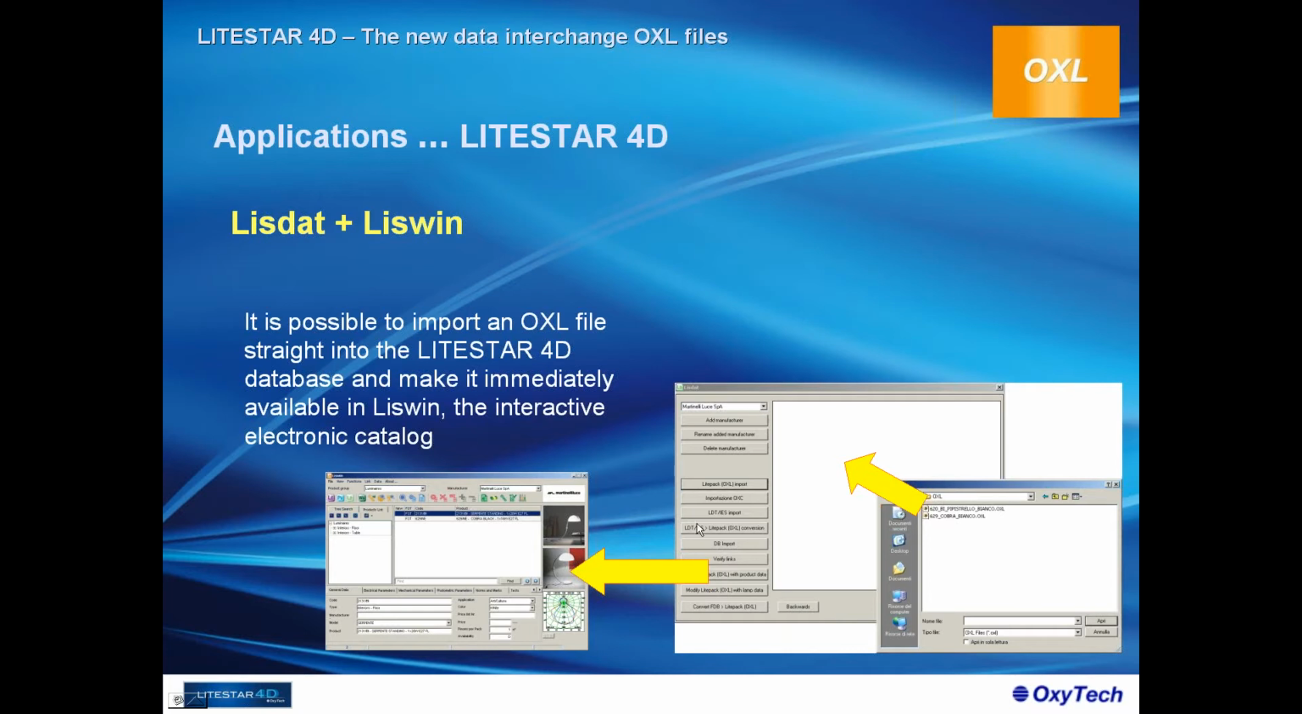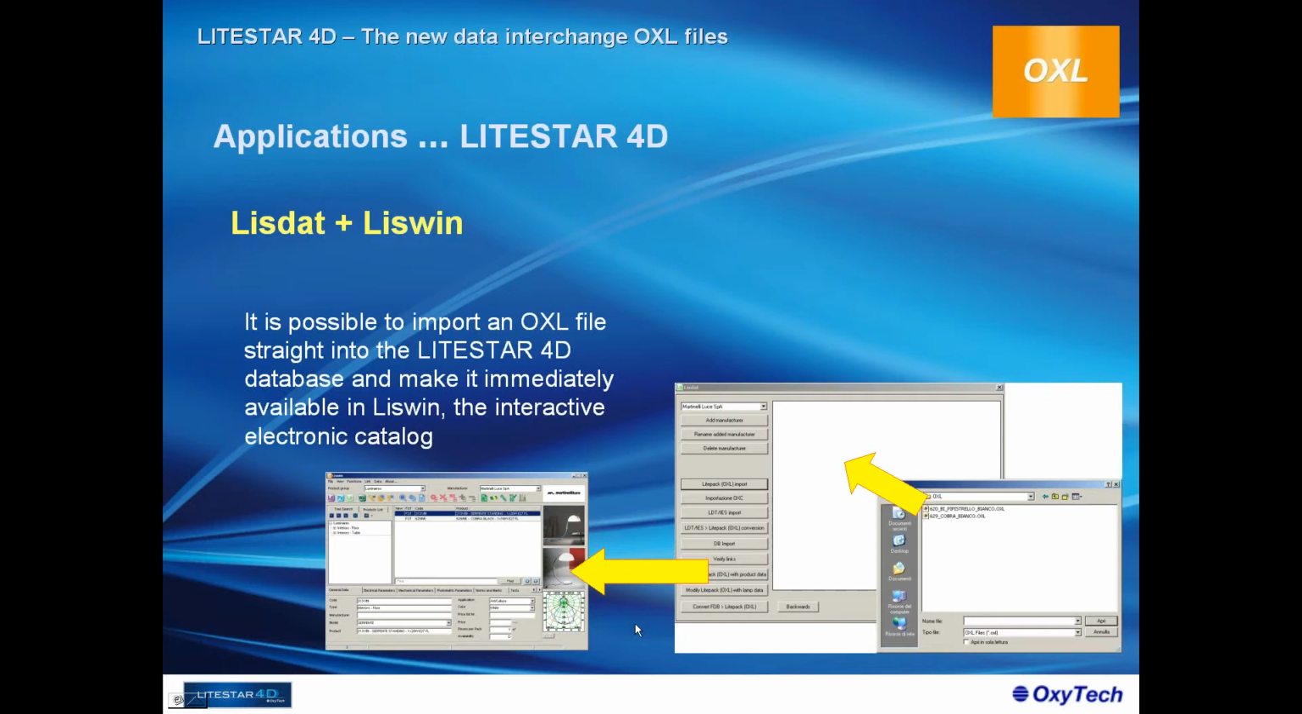So we have to open LISTSTAT, the catalog data manager. We have to select LightPack import or OXL import. It will automatically open the folder where you have the OXL files available. You select the one or more OXL files, you confirm, and the files will be automatically imported into the database, the program database, and then straight away available through LISWIN, the catalog browser over here.